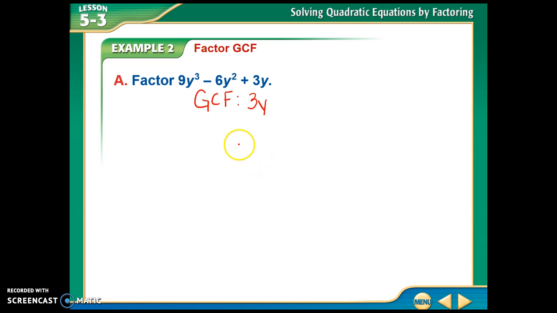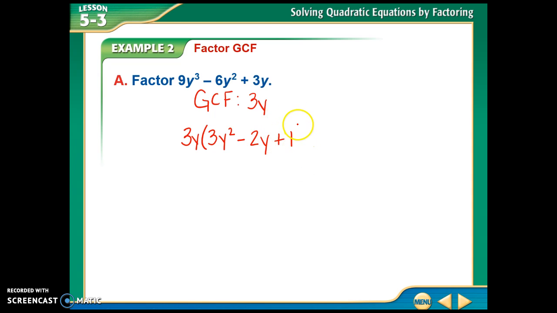Once you find your GCF, you're going to pull it out. So I'm going to put my GCF on the outside, and I'm going to divide. I'm going to take out that 3y from all of my terms. So if I have 9y cubed and I divide by 3y, 9 divided by 3 is 3. Y cubed divided by y, had 3 y's, took one out, got y squared. Negative 6y squared divided by 3y is negative 2y. And then 3y divided by itself is just 1.